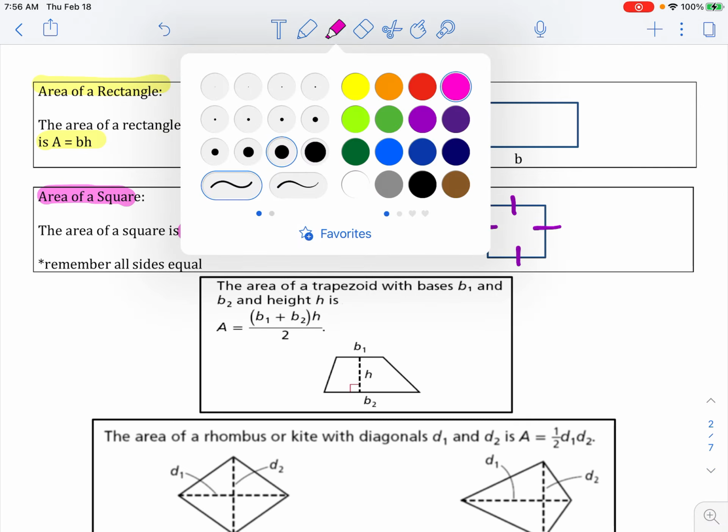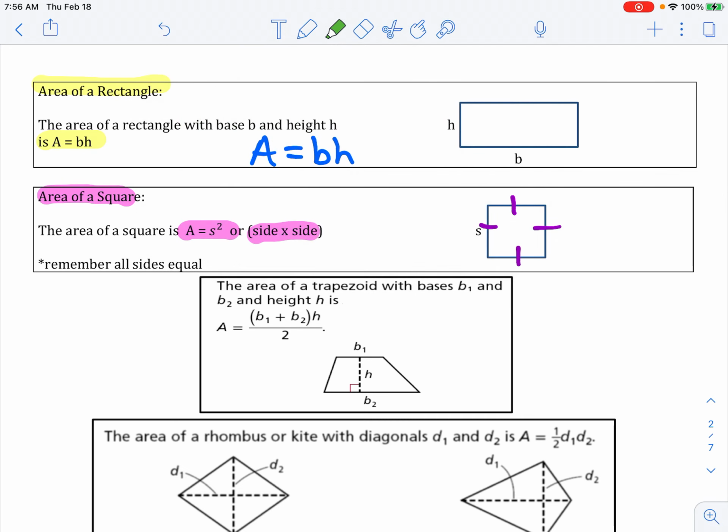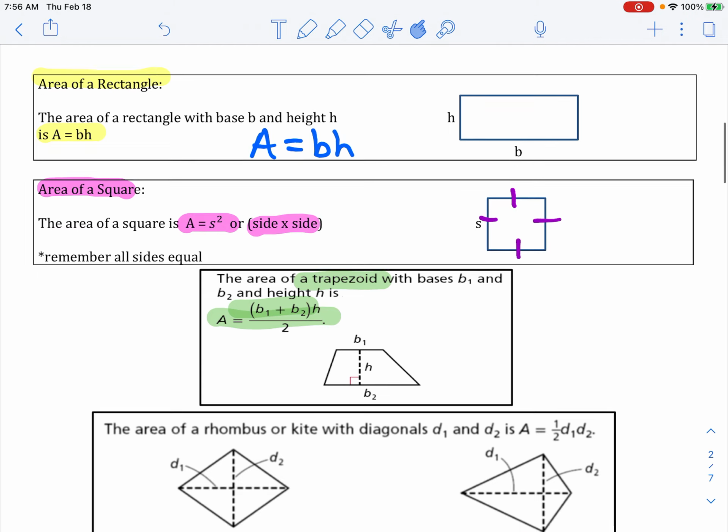All right, here we go. Let's keep going. Different area formulas. We'll be giving you the formulas. You'll have to know how to use them. We have area of a trapezoid. All right, so area of a trapezoid is going to be base 1 plus base 2 times the height. Notice B1 and B2 is in parentheses, so we add those first and then multiply it times the height, and then that's all divided by 2.